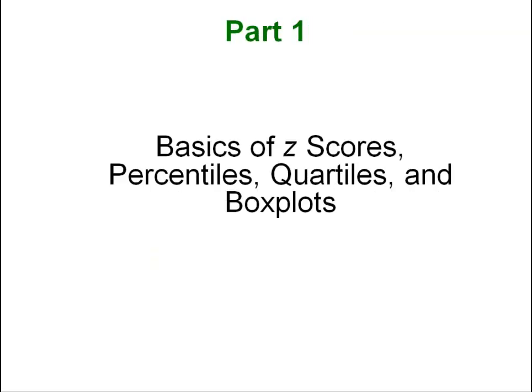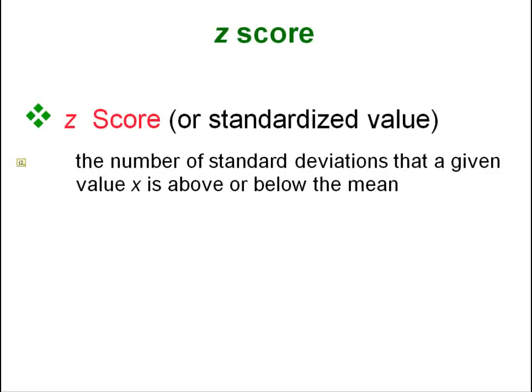So as I said, it's mostly z-scores and percentiles, but we're also going to be talking about quartiles, which is just a special type of percentile, and a box plot, which is just a visual representation of the 5-number summary, which is made up mostly of quartiles and some other things.